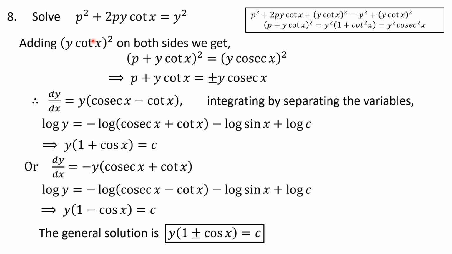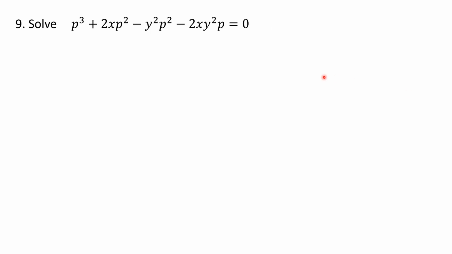So students, please concentrate on this problem because it is slightly different from what we have seen so far. Just by adding a suitable term on both sides, it is clearly visible why we have added y cot x the whole square, just to complete the square. So take the next problem.